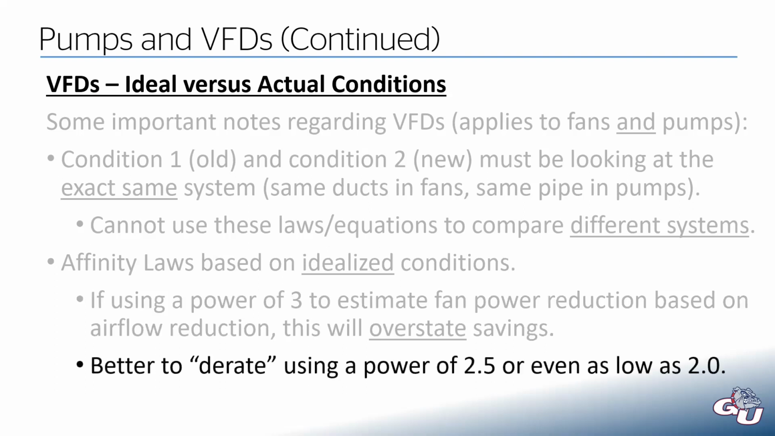So ultimately, it is better to derate using a power of 2.5 or maybe even 2.0. So instead of doing a cubic relationship, you take it to the power of 2.5 or 2.0. I mean, using 2.0 would be a squared relationship, and that would reduce your savings a bit and make it a little more conservative, but it depends on how aggressive you want to be.